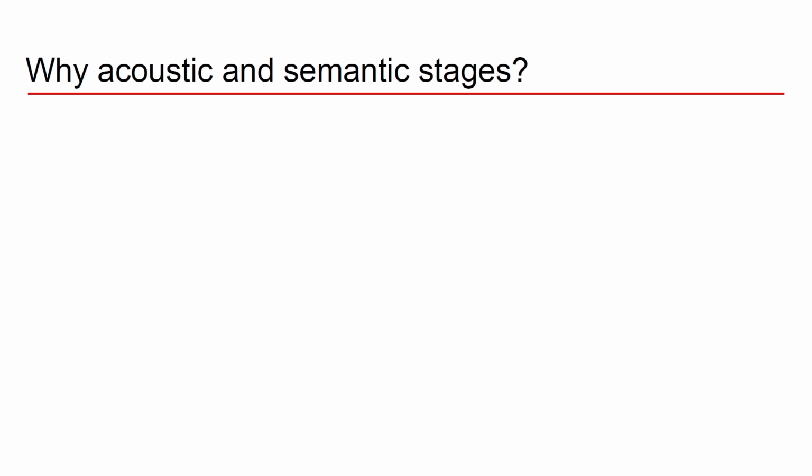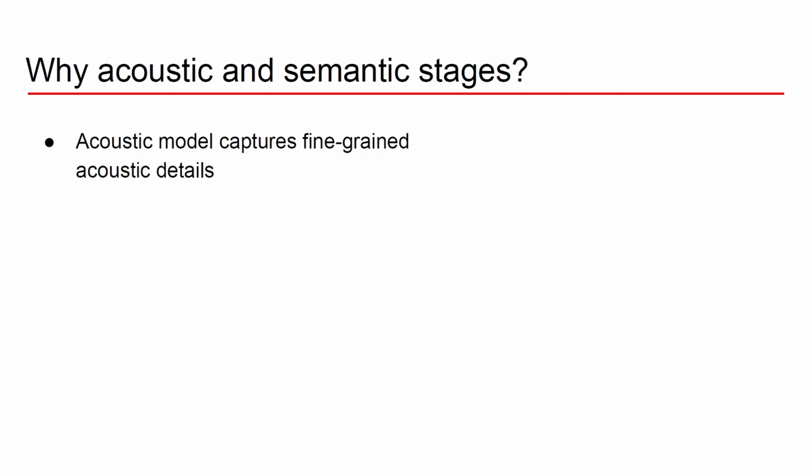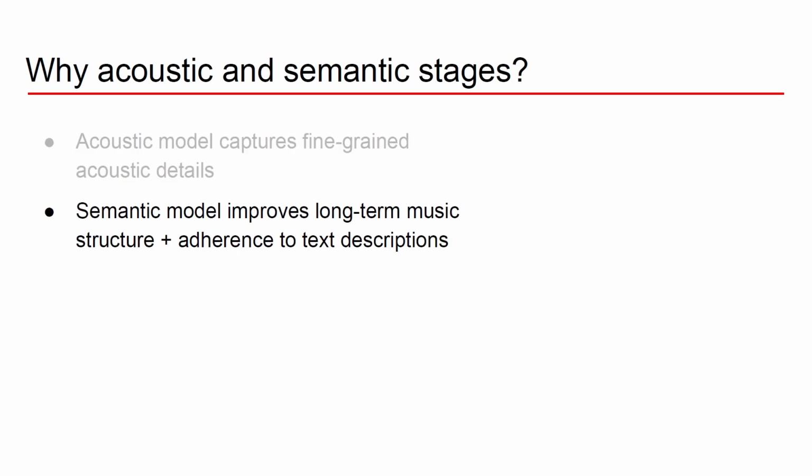The answer is that they take care of two slightly different things. The acoustic model captures the fine-grained acoustic details, while the semantic model has the capability of making the overall long-term structure a little bit more coherent, and it also improves the adherence of the generated music to the initial text descriptions.